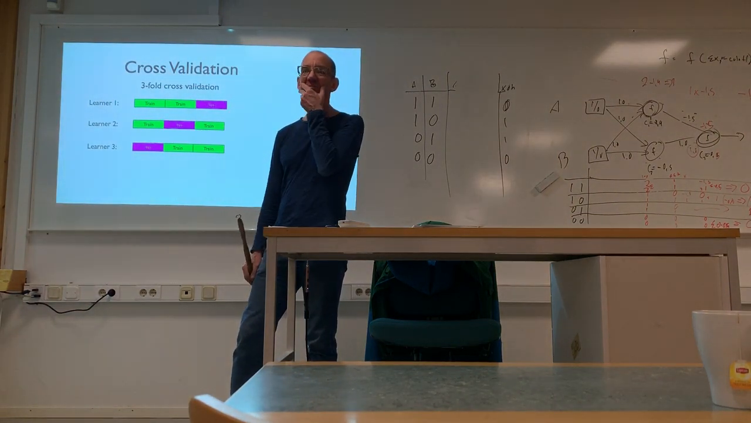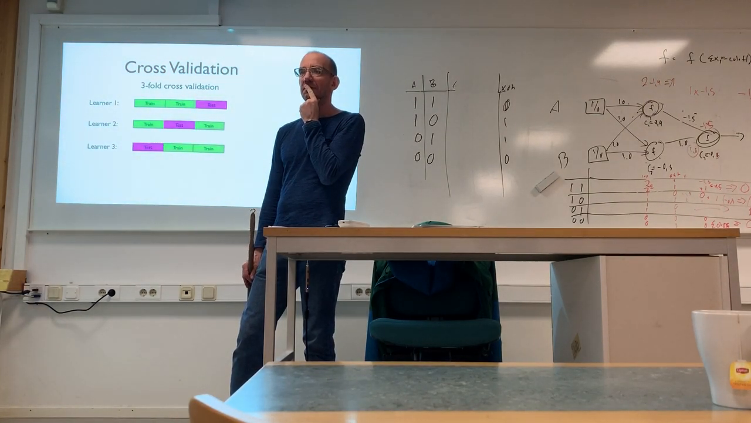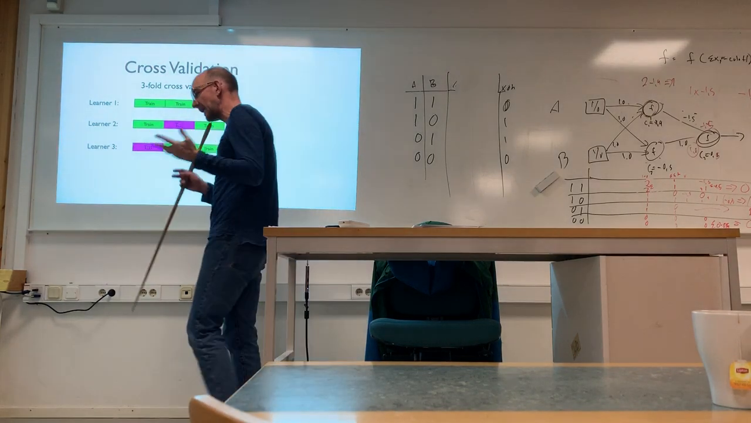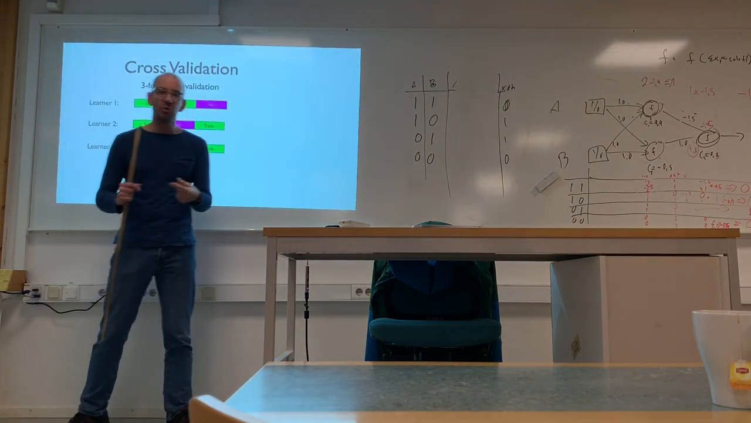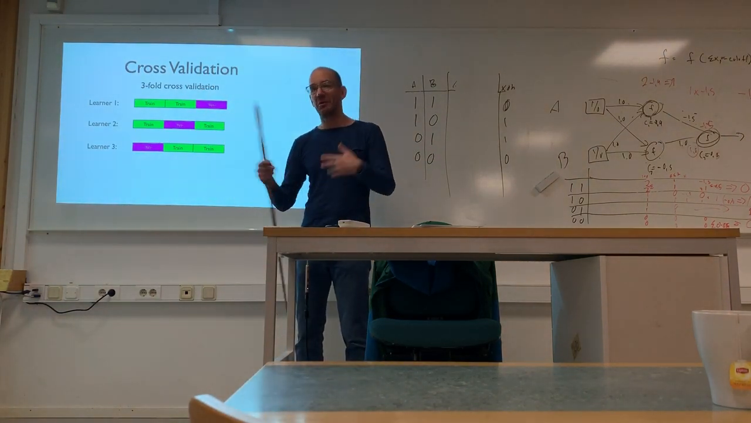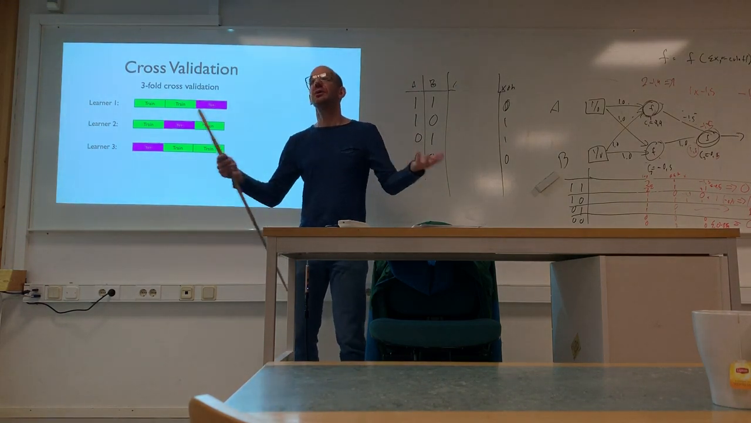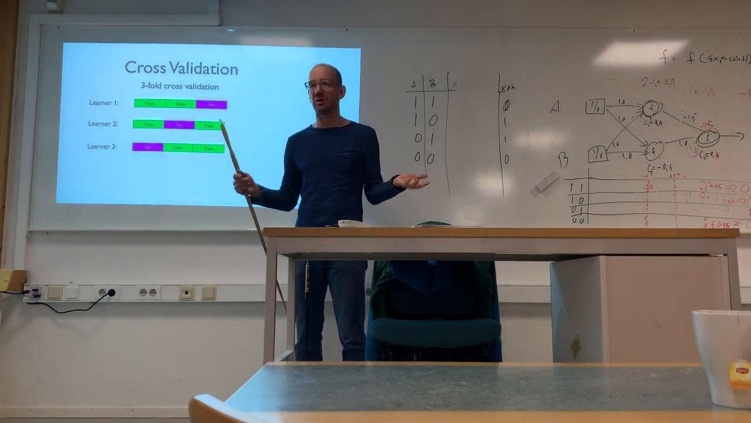Are the three learners the same, and you change the data you're giving to them, or do they have different architectures? They are the same architecture, but of course, during training, all the weights will be different. So I will get three different independent predictors at the end.